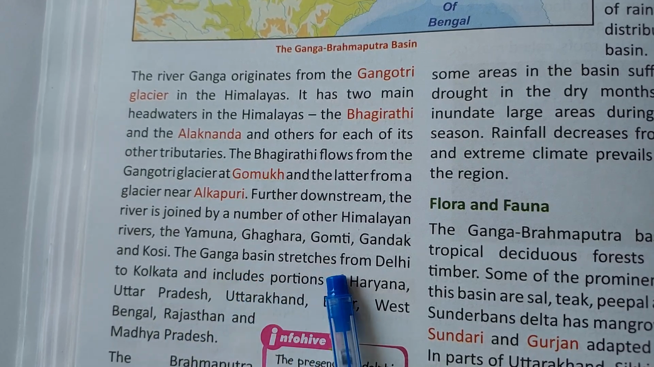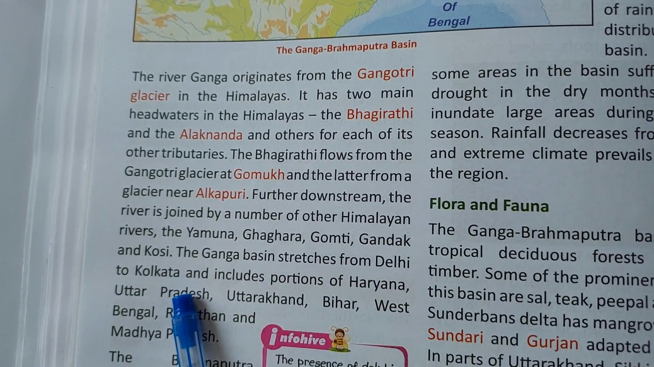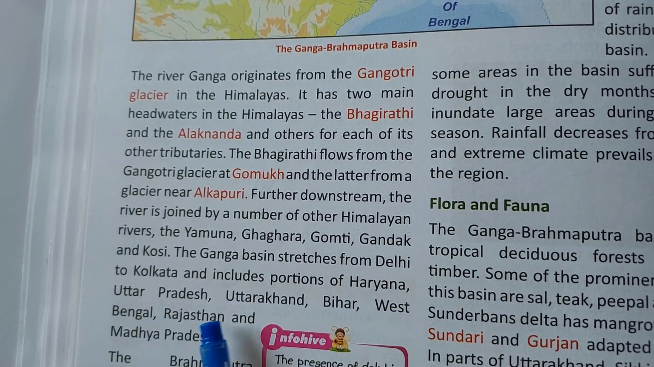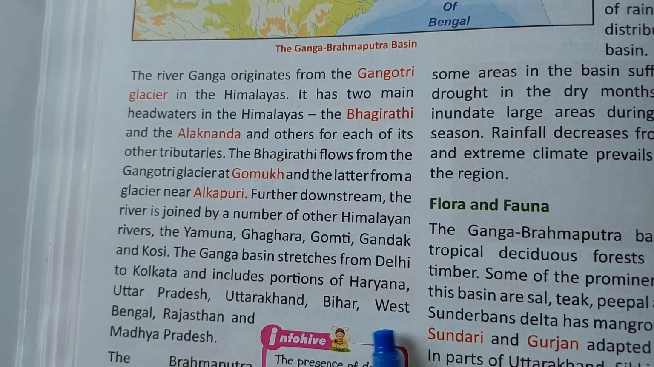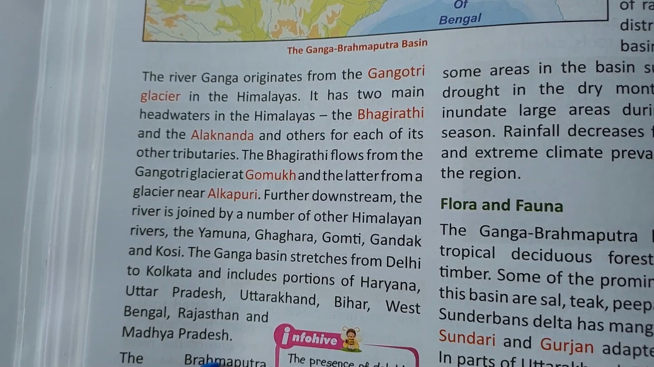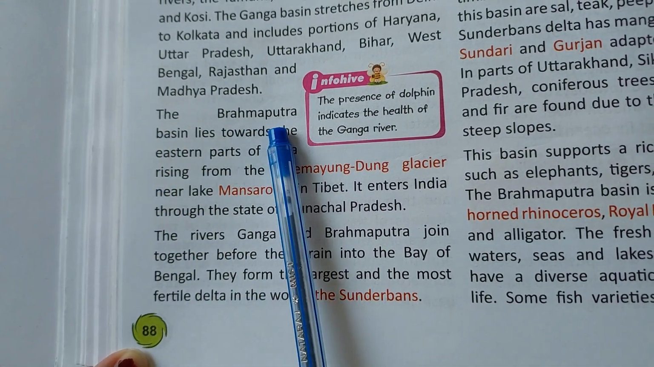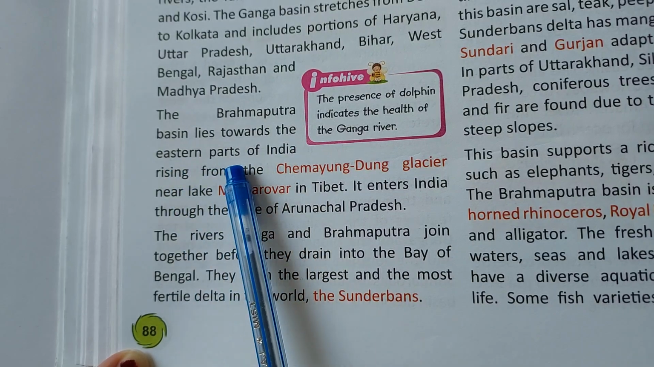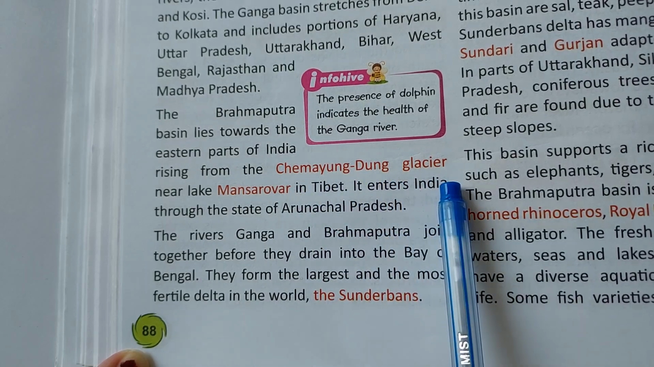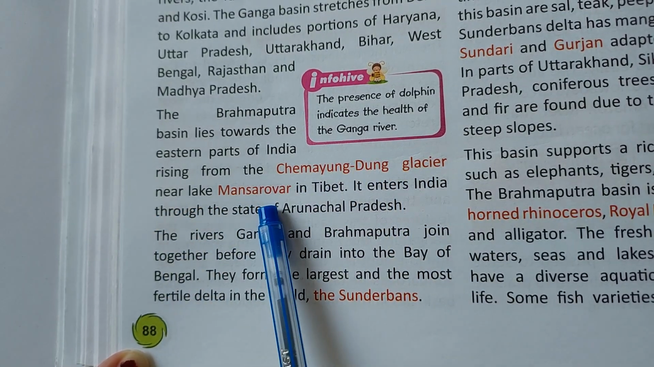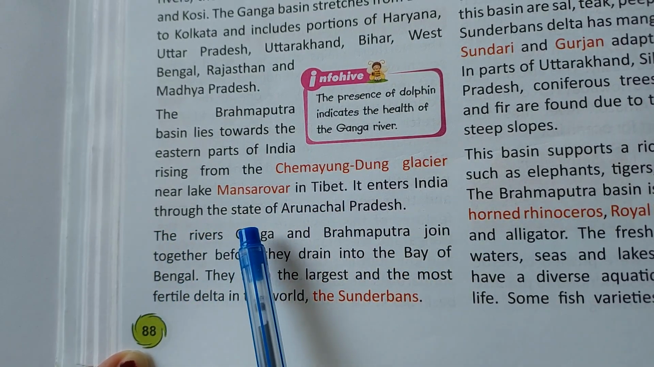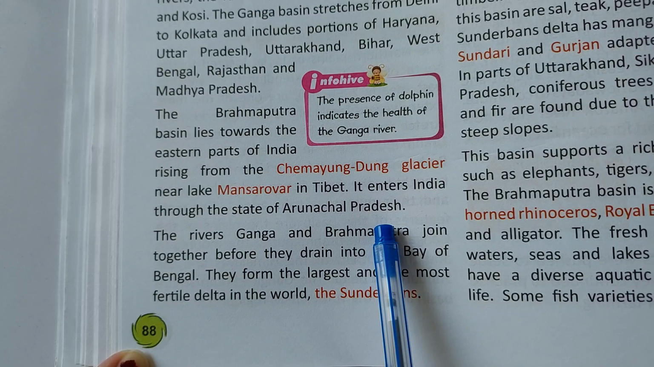The Ganga basin stretches from Delhi to Kolkata and includes portions of Haryana, Uttar Pradesh, Uttarakhand, Bihar, West Bengal, Rajasthan, and Madhya Pradesh. The Brahmaputra basin lies towards the eastern part of India, rising from the Chemayung-Dung glacier near Lake Mansarovar in Tibet. It enters India through the state of Arunachal Pradesh.